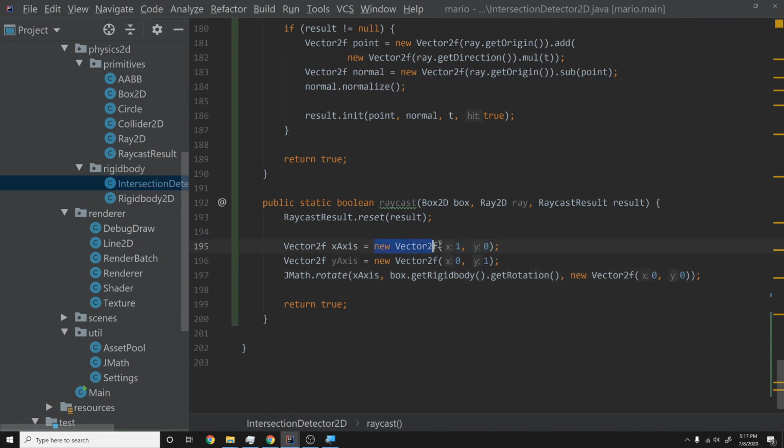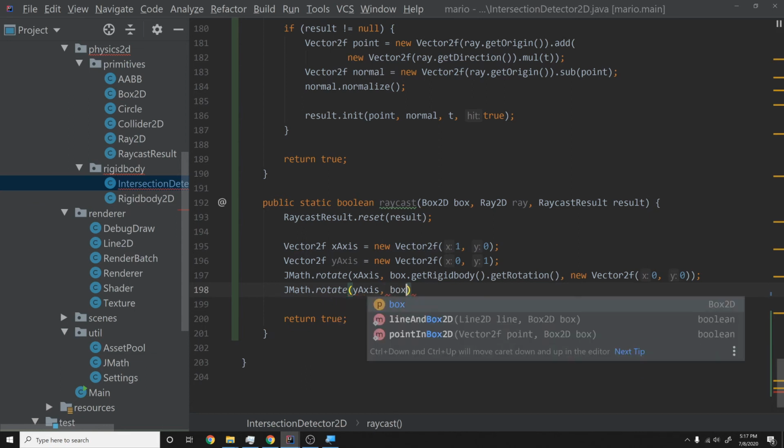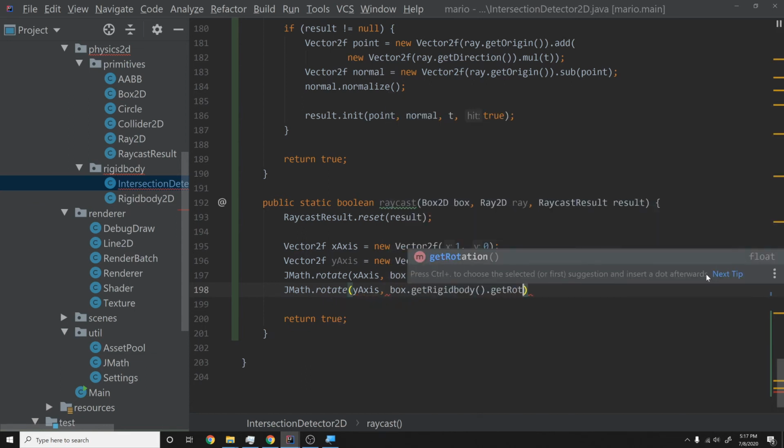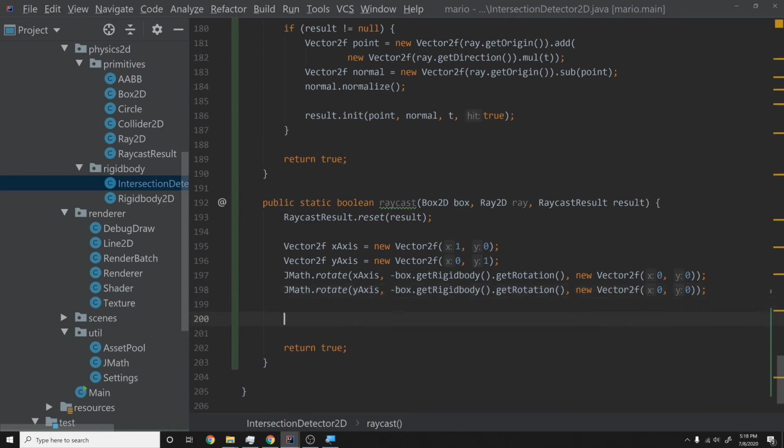Remember, this is just some vector we made up, so we want to make sure we rotate about 0, 0 as well. Do the same thing for our y-axis: box.getRigidBody.getRotation. We actually want to do negative too. I always forget that. Negative because we want to go in the opposite direction just to make sure we're rotating the correct way. I believe, I might be wrong about that, but I think negative is what we want to do. You guys will find out when we go to test this code. So we have our x-axis, we have our y-axis. That's good. We also want that p vector and that f vector that I was talking about.